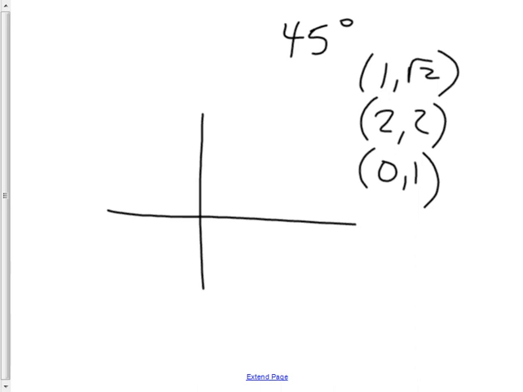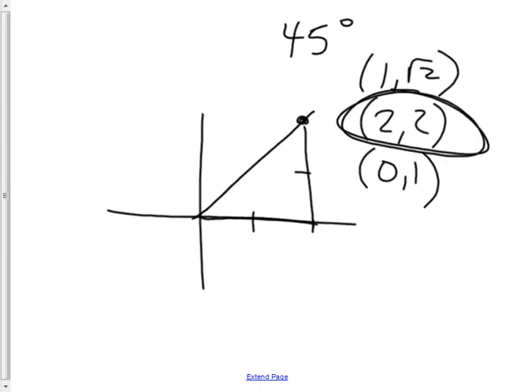Well, if you know where a 45-degree angle is, you go like this. The dot that's here, could it be 1 comma root 2? Could it be 2 comma 2? Yes, because we know it's a 45-degree angle. This side and this side could be equal to each other. In fact, they are equal to each other. And therefore, that's the only point that could work. Bingo. See what I mean?